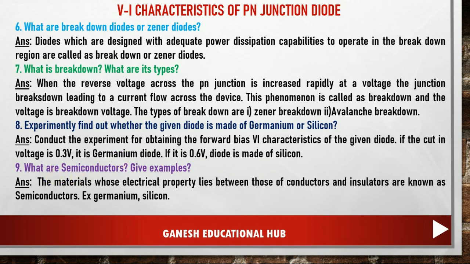What are the semiconductors? Give examples. The materials whose electrical property lies between those of conductors and insulators are known as semiconductors. Examples: germanium and silicon. There are two semiconductors here, one is germanium and the other is silicon.